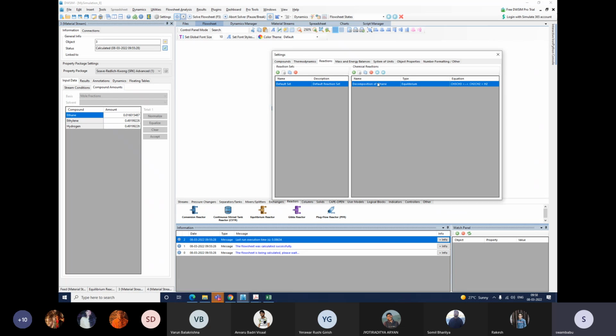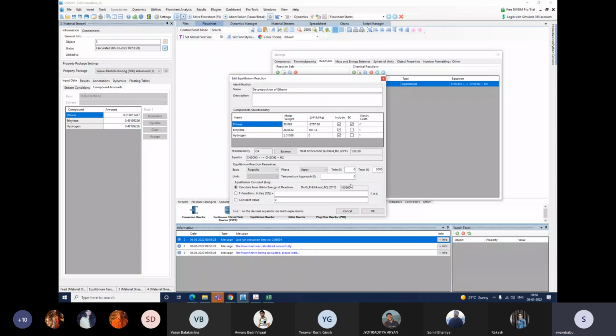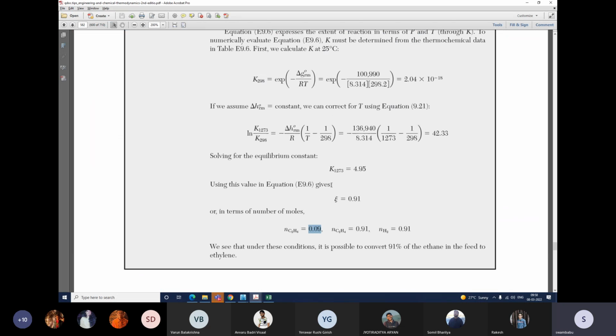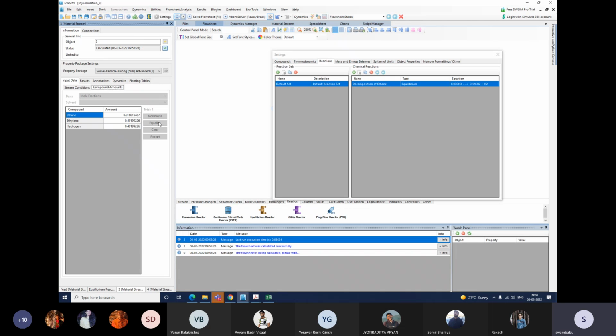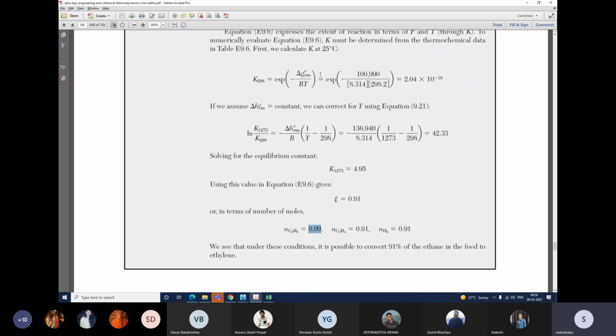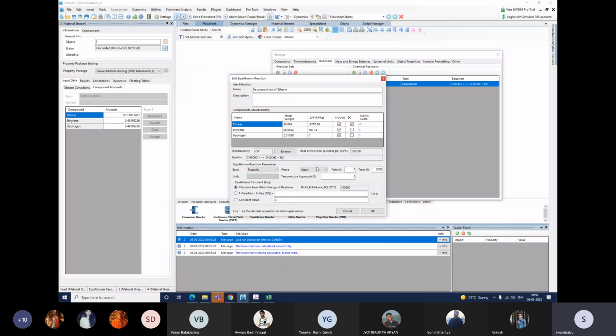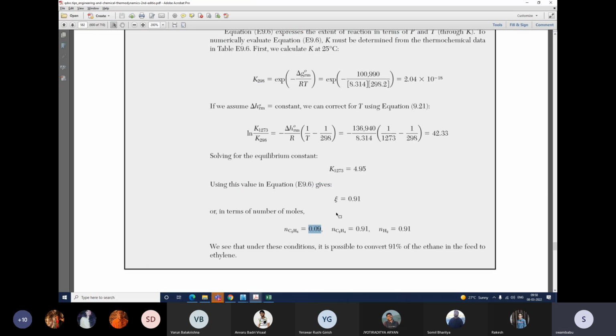Because here when you define it, it is taken as 100,360. But here in this book, they haven't taken it as that, they have taken 100,990. Because of the small variation, you will see the small variation in the composition. Here in the book, they have taken delta G of reaction as 100,990. The software took it as 100,360. Because of that difference, this small variation has come.